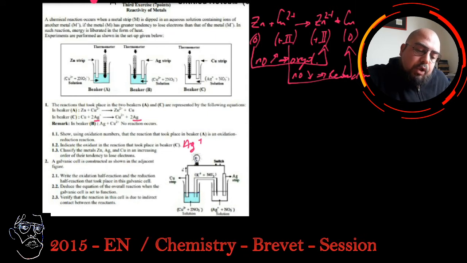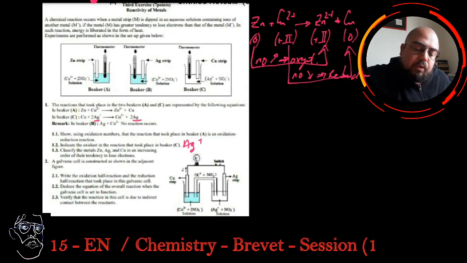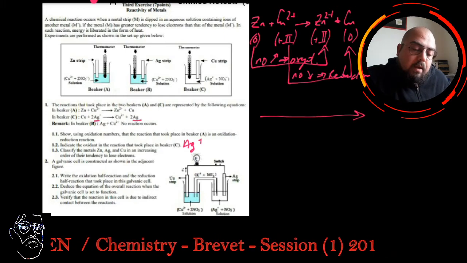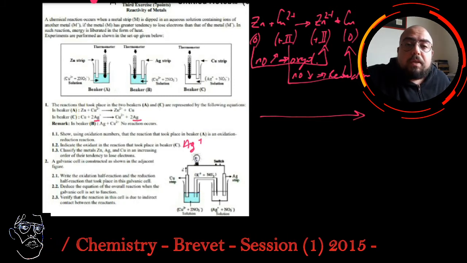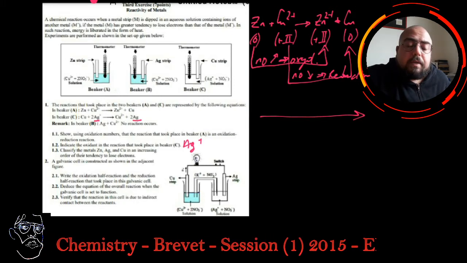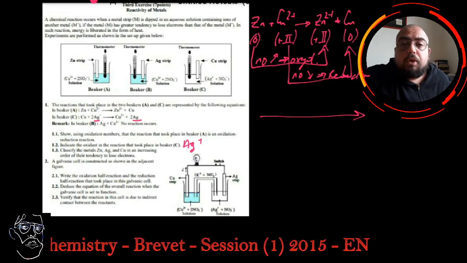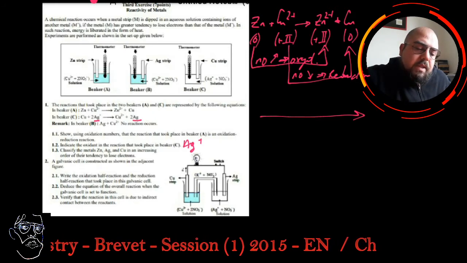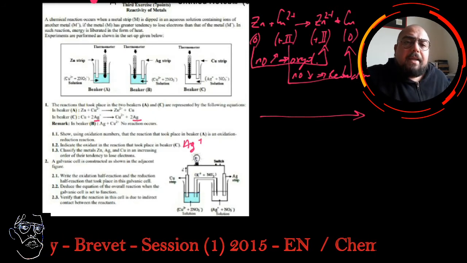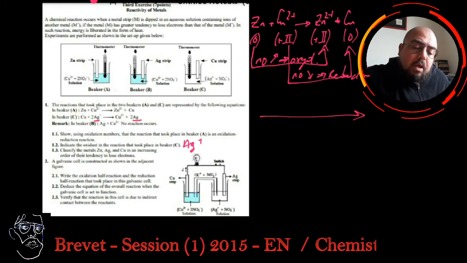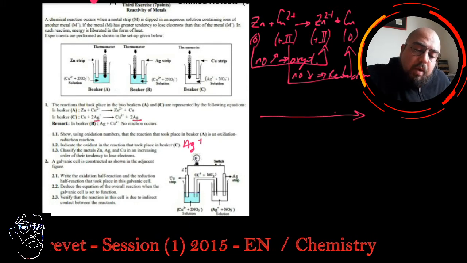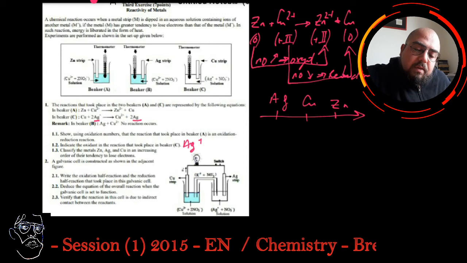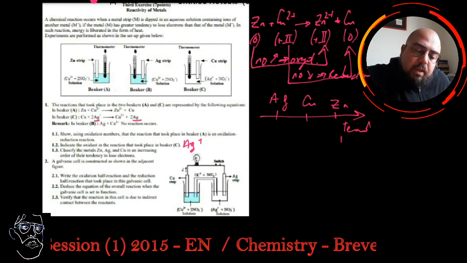Classify the metals Zn, Ag, and Cu in an increasing order of their tendency to lose electrons. So let's check first the reaction that we had, Cu plus Ag+. Cu is being oxidized. As for Ag+, it is undergoing a reduction. So Cu has a tendency to lose electrons much higher than Ag. And as for Zn and Cu2+, we have Zn losing electrons much more easily than Cu. So we will have Ag, then Cu, and finally Zn. This is the increasing tendency to lose electrons.